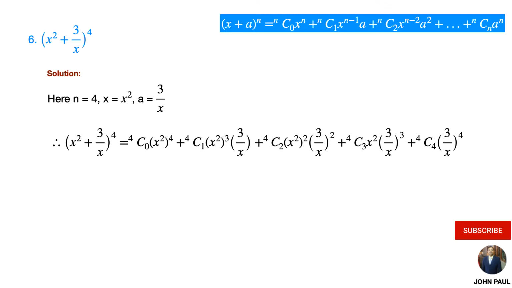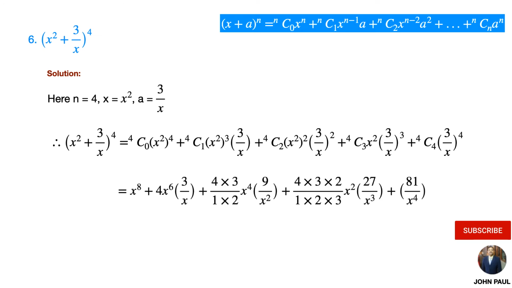We get 4C0 (x square) power 4 plus 4C1 (x square) whole cube (3 by x) plus 4C2 (x square) whole square (3 by x) whole square plus 4C3 (x square)(3 by x) whole cube plus 4C4 (3 by x) power 4. Expand the combinations and the powers, and cancel the terms. We get x power 8 plus 12 x power 5 plus 54 x square plus 108 by x plus 81 by x power 4.